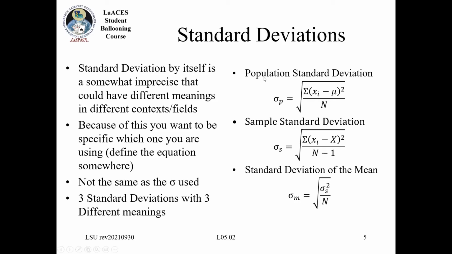And in general, these are what's called the population standard deviation, the sample standard deviation, and then the standard deviation of the mean. And this is also important because if you're going to use the equation in Excel or some other software, if you type in standard deviation, you want to look and be aware of which one this is.